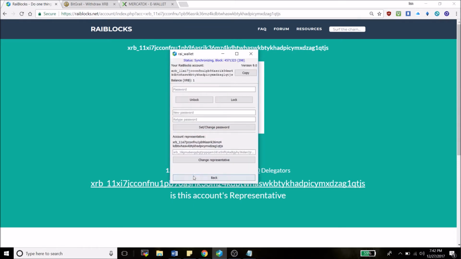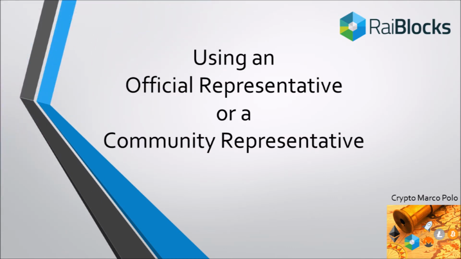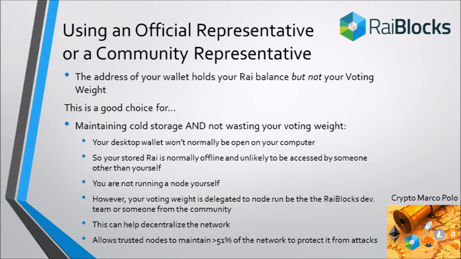If you don't plan on always having your wallet open, or having your wallet open for many hours a day and keeping your computer online, then there's not really any benefit to representing yourself for the network. In this case, you might want to go with the second option, using the address of an official representative or community representative. There are at least 8 official representatives which are set up and currently maintained by the development team.